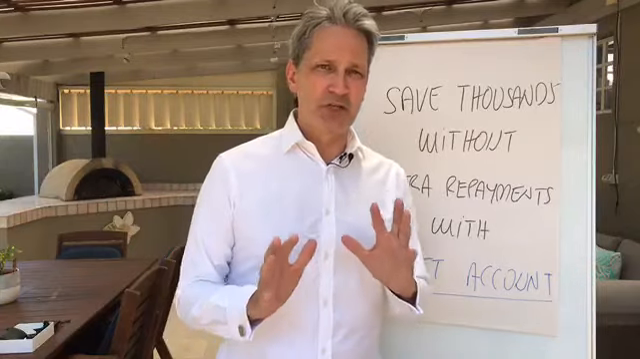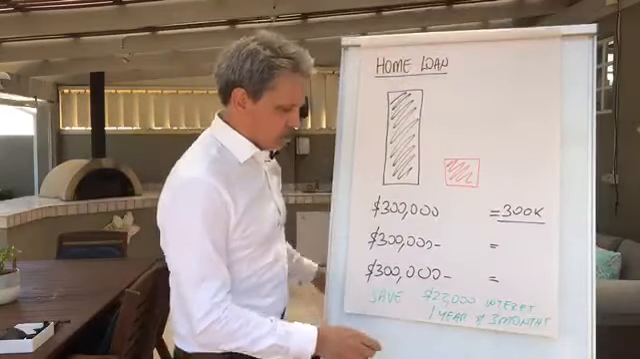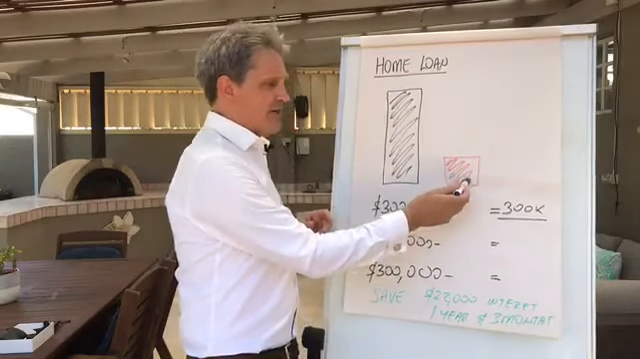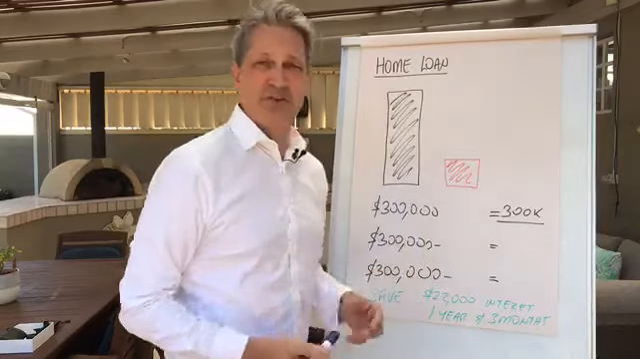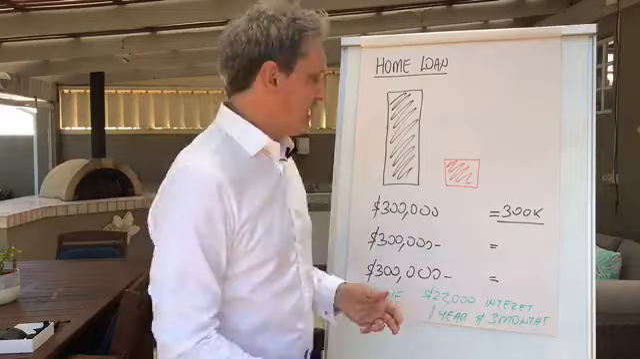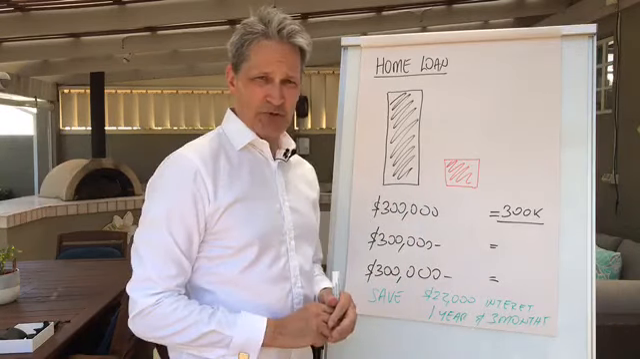So let me just explain to you first how it works. In a normal situation, we have a home loan account and we have an account where we make the repayments from. Let's call that a bank account or a transaction account. Every month, every fortnight, every week, the money for the repayments is taken out and paid into your loan.